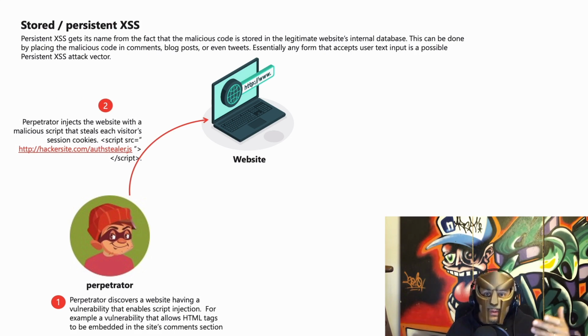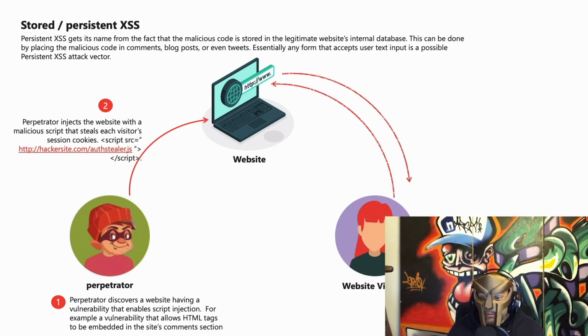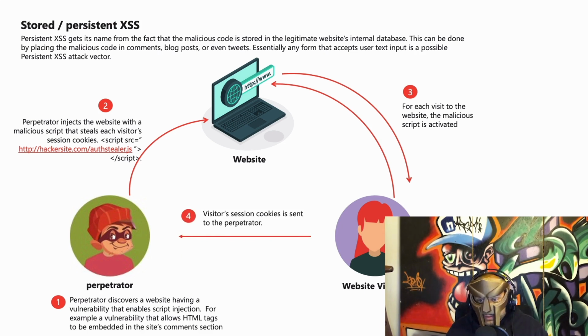What does he do? He writes a comment. Within the comment is the script source, hacker site, blah, blah, blah, authstealer.js. That's part of his comment. It's stored in the database. An unsuspecting victim or visitor comes to the website, and the malicious script is then activated for that user, stealing that user's session cookies. And bada bing, bada boom, the visitor's session cookies are sent to the perpetrator.